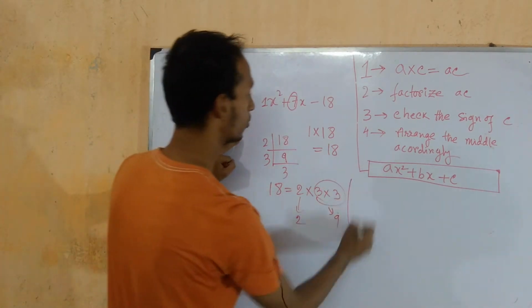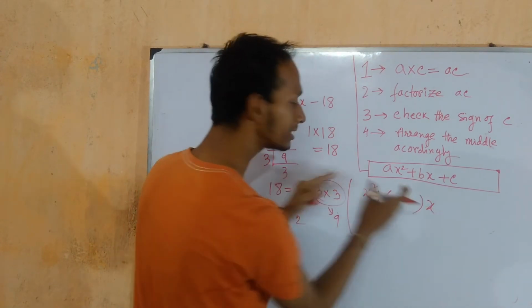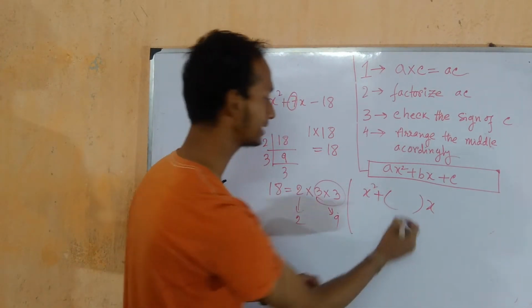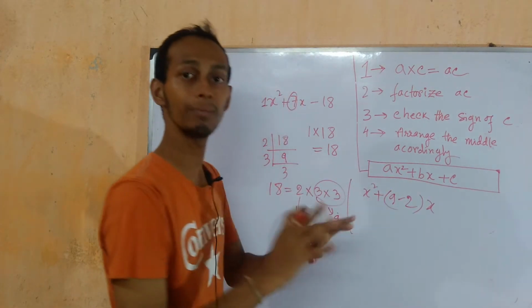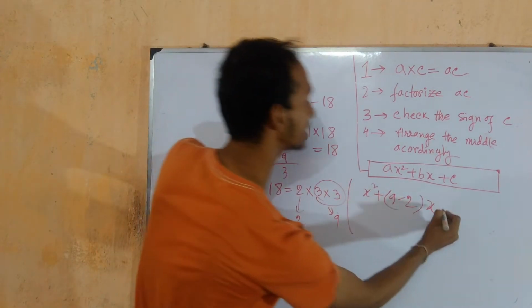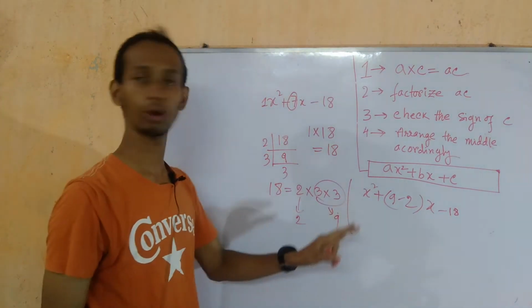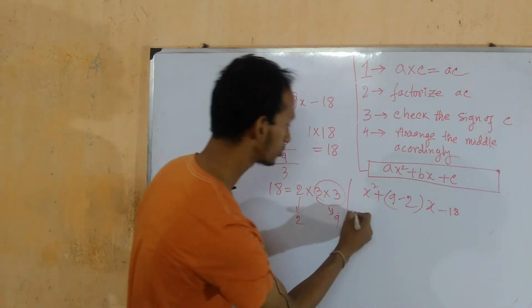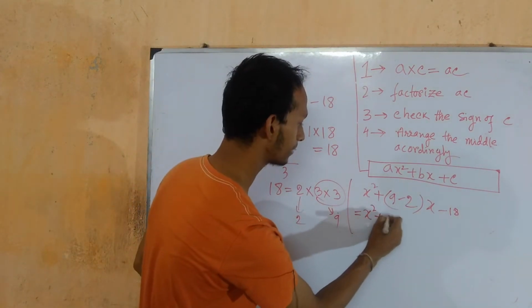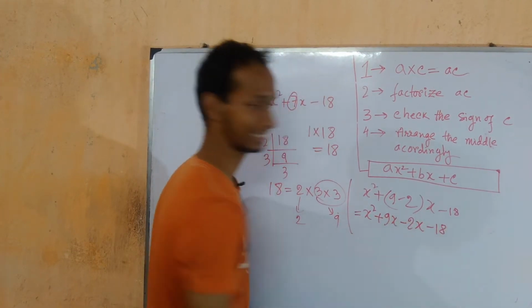In the next step, x square will be there. Only in the place of 7, what will we write? We'll write 9 minus 2, and everything else will be exactly the same, that means minus 18 will be the same. Okay, no problem. Then you just open this bracket and multiply. That means x square plus 9x, minus 2x, minus 18.